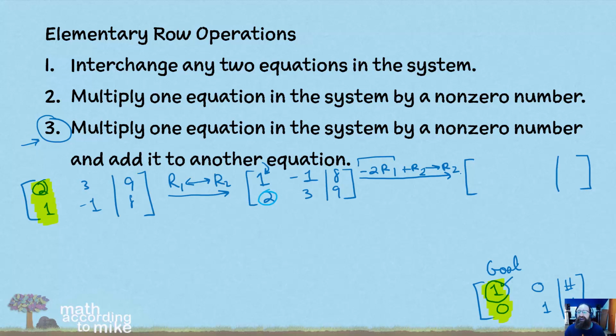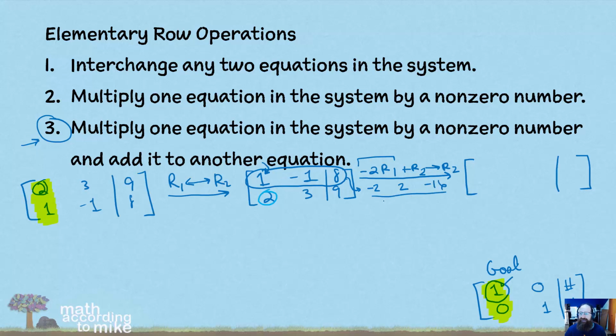All right, good. So off to the side, let's write down what -2 times row 1 looks like. So we're taking this row here and just writing down what that looks like times -2. So 1 times -2 is -2. -1 times -2 is +2. 8 times -2 is -16.